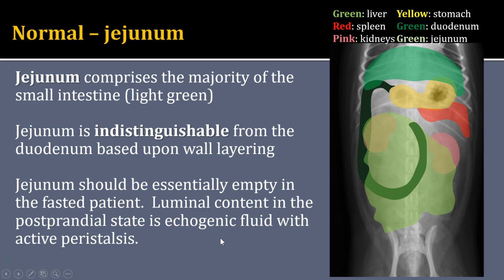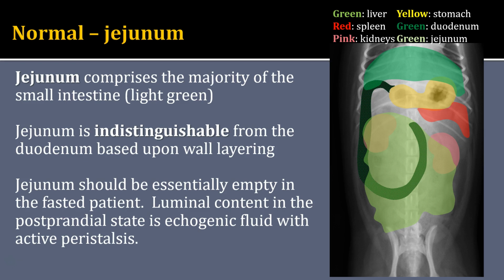After the duodenum, we will see that almost the majority of the small intestine is comprised by jejunum. In our patient here, the jejunum is this light green mess, and that's because the jejunum moves throughout the entirety of the abdomen. It is, as I said before, and this is an important concept, indistinguishable from the duodenum based upon wall layering.